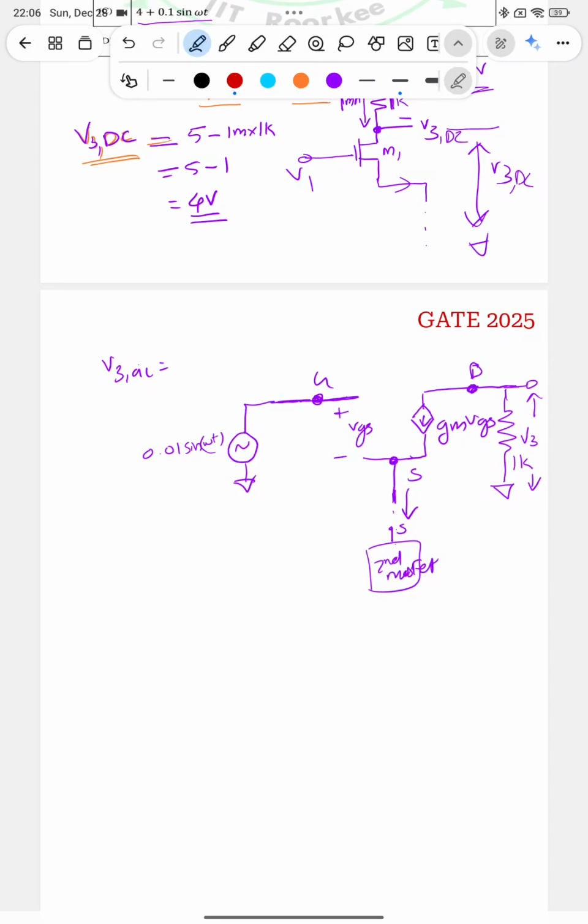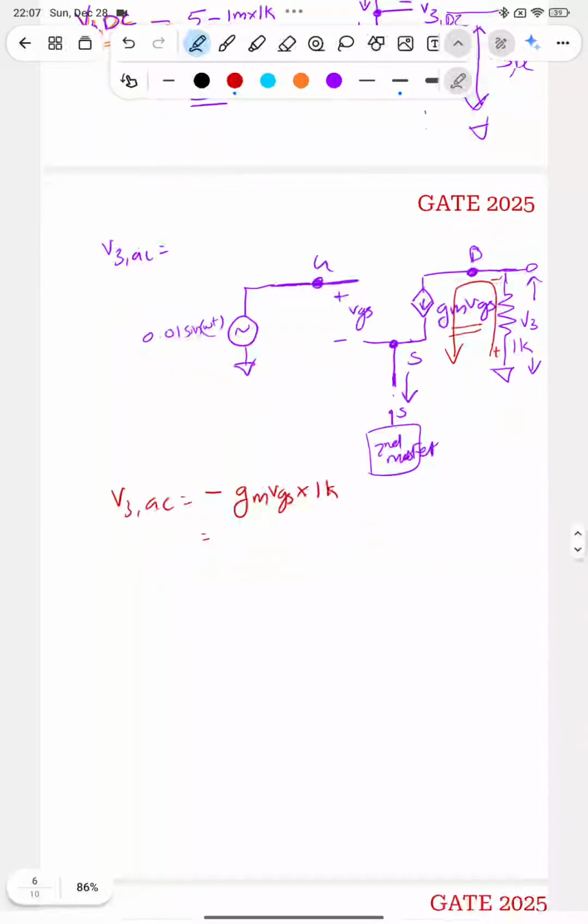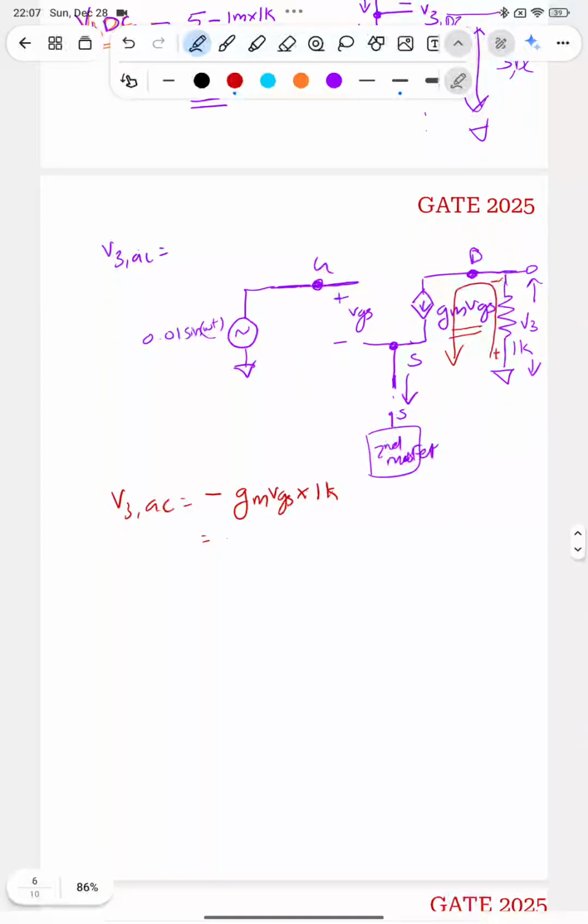So what is the AC current flowing here? The AC current flowing here is like this. So this is gm VGS, and this will drop a voltage like this, plus minus. So V3 AC will be equal to minus of this current, that is gm VGS into 1K. Fine. So minus gm into VGS. So what is VGS here? Given VGS is the voltage across the gate to source node.